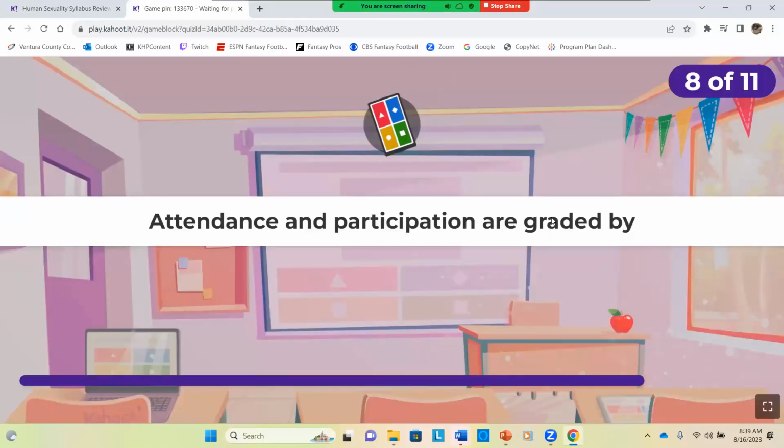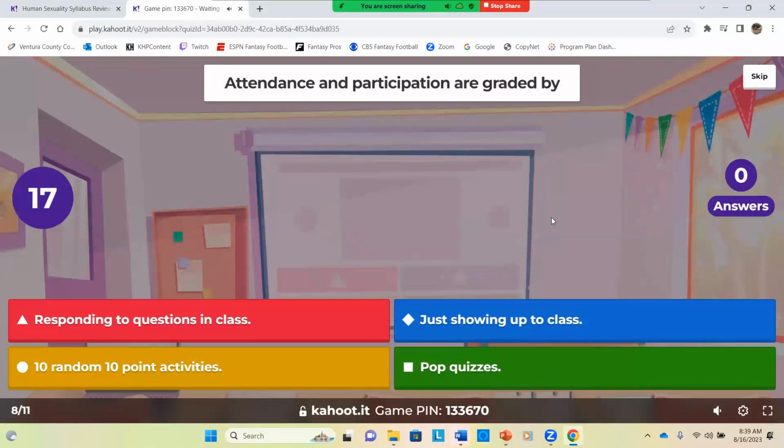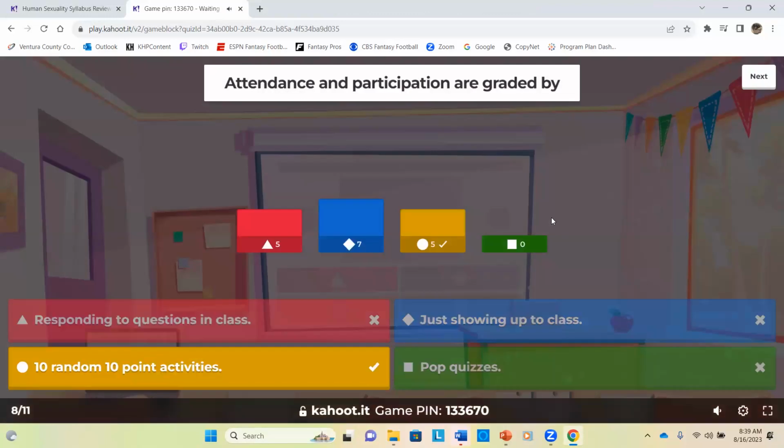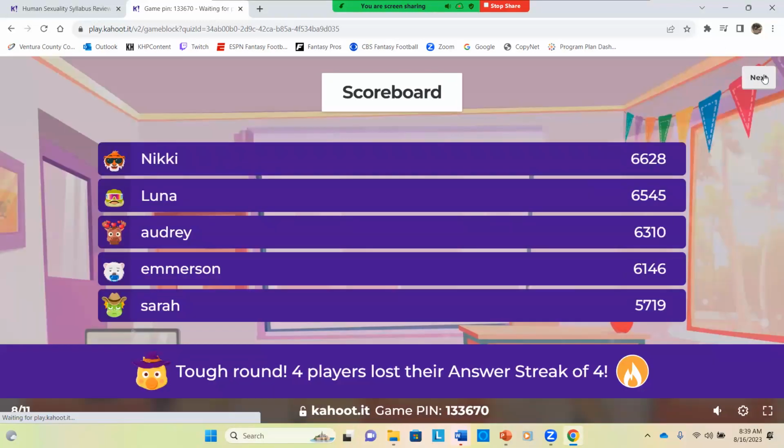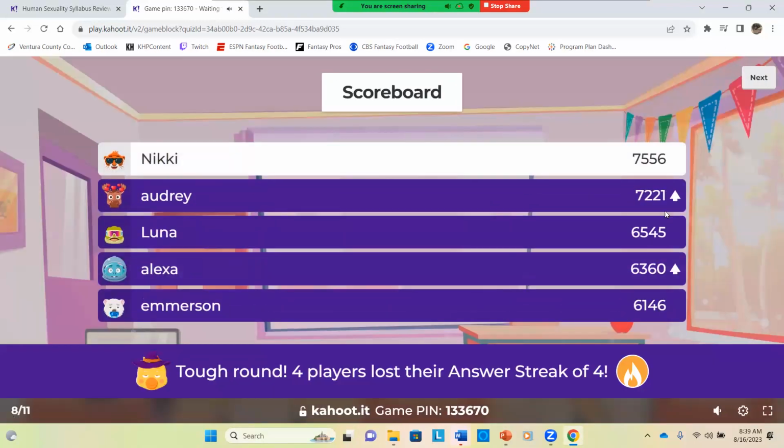Participation is graded by responding to questions in class, or 10 random 10-point activities. Ooh, okay, so 10 random 10-point activities, right? A little more spread out. I will never give you a pop quiz. Luckily, none of you voted for that. I'm not that mean. Definitely respond to questions in class. Definitely be here, but it's those 10 random 10-point activities, like the index card or some of the other things that we'll do later in the semester. Still in the lead. Oh, look at that margin too.